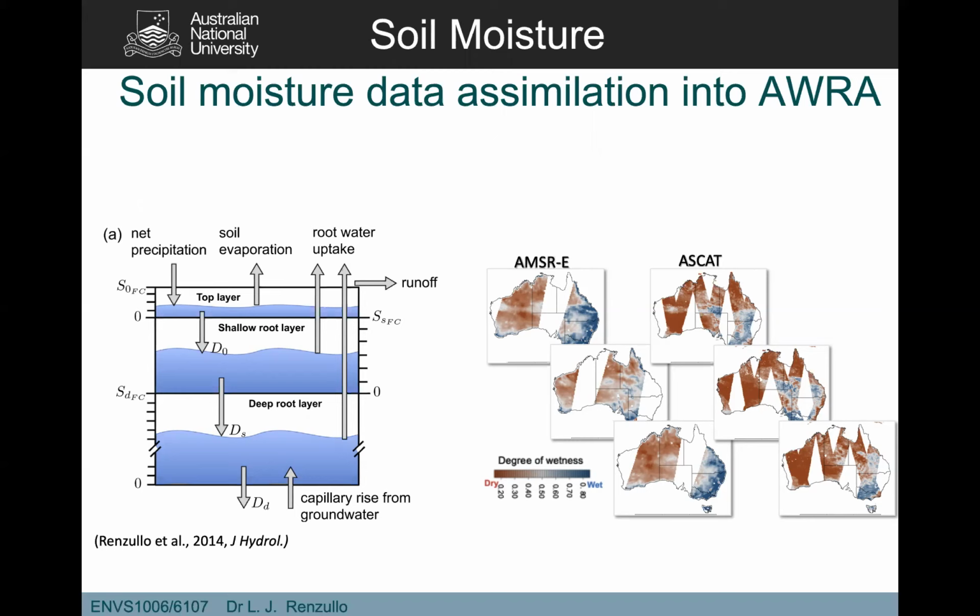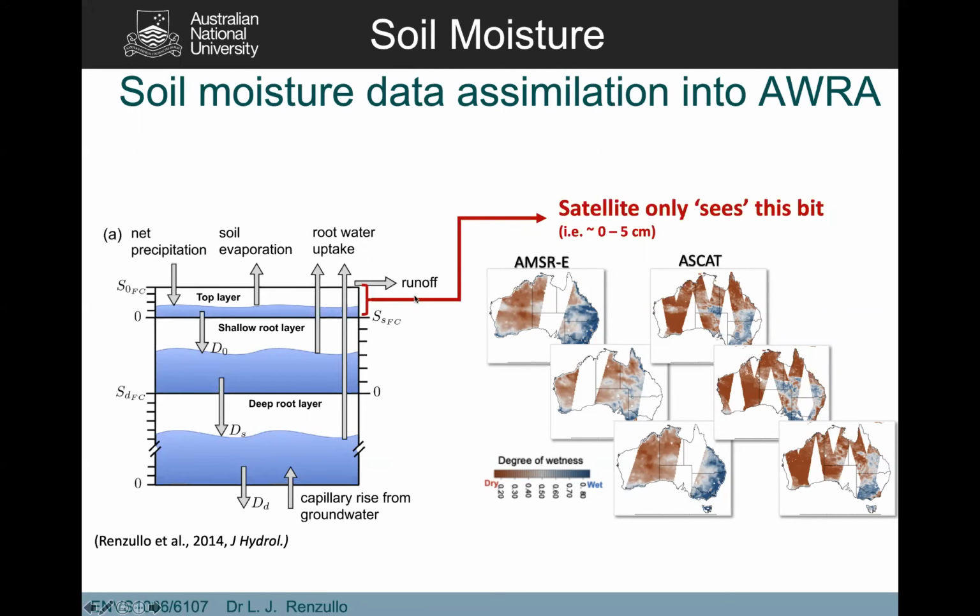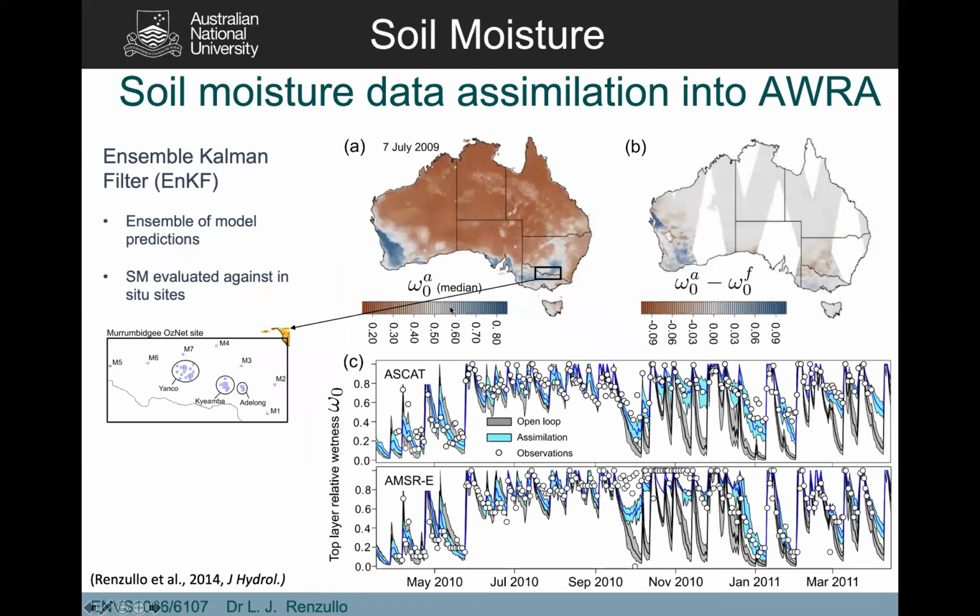So the question was, given this is a model representation of soil dynamics, the moisture dynamics in the soil of the AWRA model, and these are the observations we want to assimilate, the issue is that the satellite only really sees this bit of the model. So sorry, going back. The question is, by assimilating soil moisture that only really corresponds to this part of the model, does it help improve what's happening in the deeper soil column? And so we set about, we assimilated.